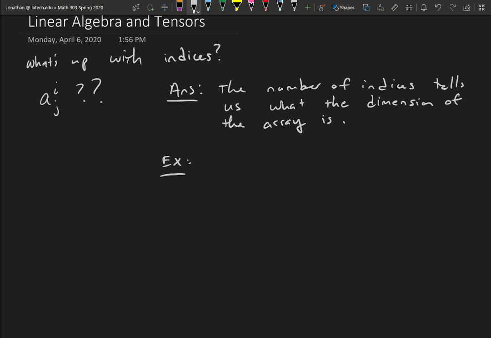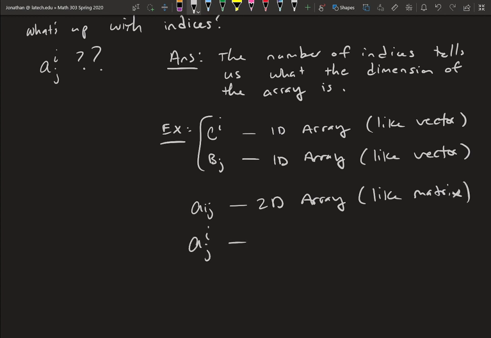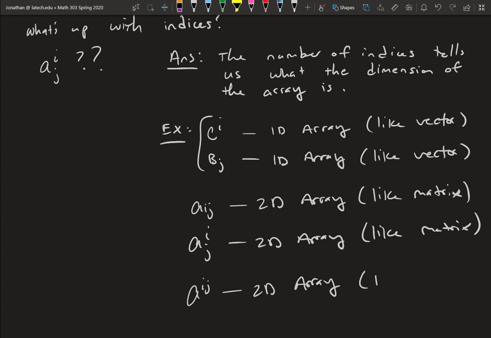For example, if it's like c^i up, it's a one-dimensional array, so a 1D array. We can say like a vector. Or if it's like b_j down, then it's a 1D array, again like a vector. That's one index. If you have two indices, like a_ij down, that's a 2D array, like a matrix. If you have a^i_j, again that's a 2D array, like a matrix. If you had both up, like a^ij, again a 2D array, just like a matrix.